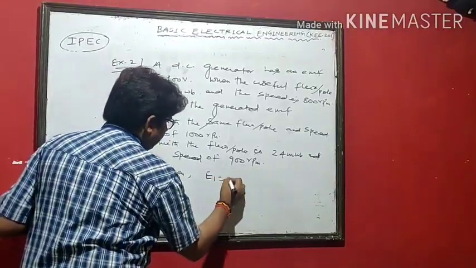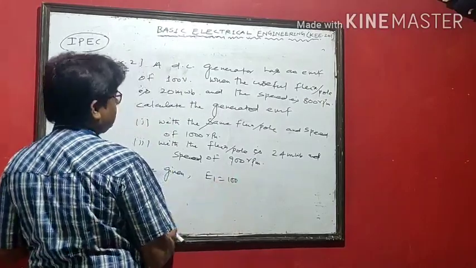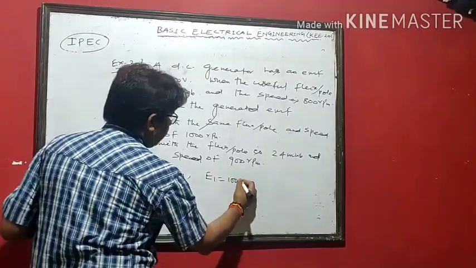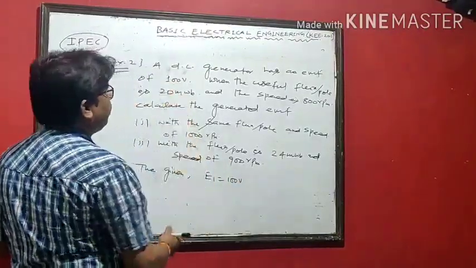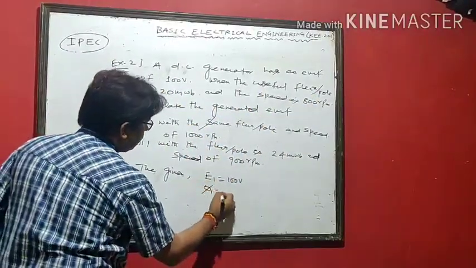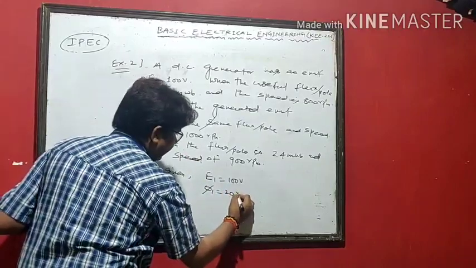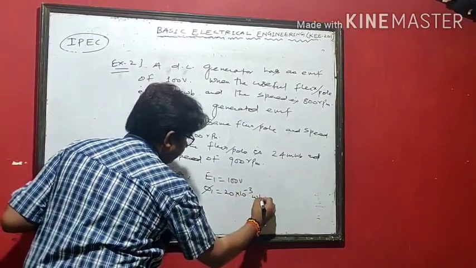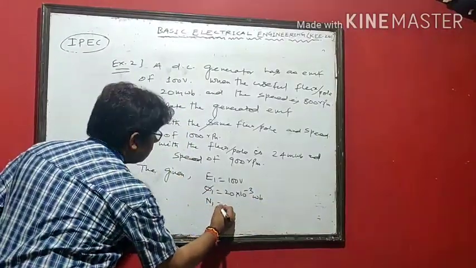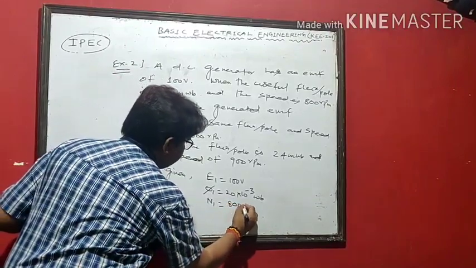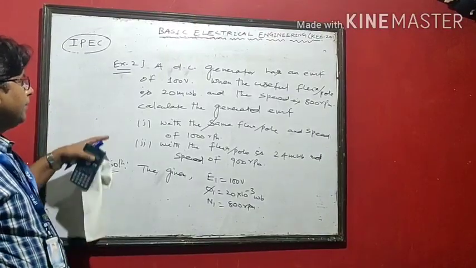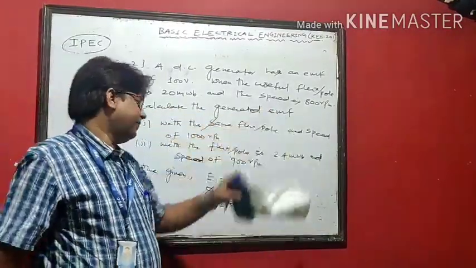The given EMF E1 equals 100 volt when the useful flux per pole is phi1 equal to 20 × 10 to the power minus 3 Weber and speed N1 equal to 800 rpm. Calculate the generated EMF.